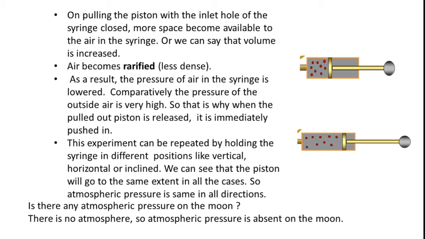The experiment can be repeated by holding the syringe in different positions like vertical, horizontal, or inclined. We can see that the piston will go to the same extent in all the cases. So atmospheric pressure is the same in all directions. Is there any atmospheric pressure on the moon? There is no atmosphere on the moon. So atmospheric pressure is also absent.